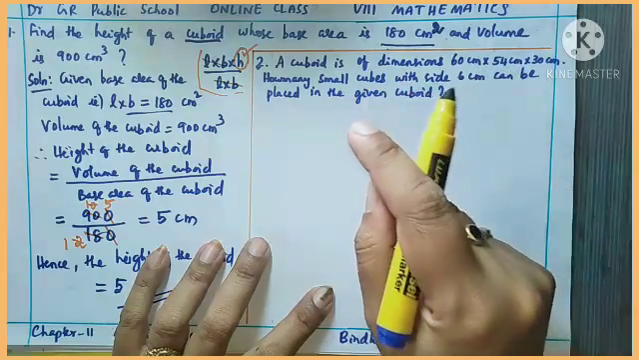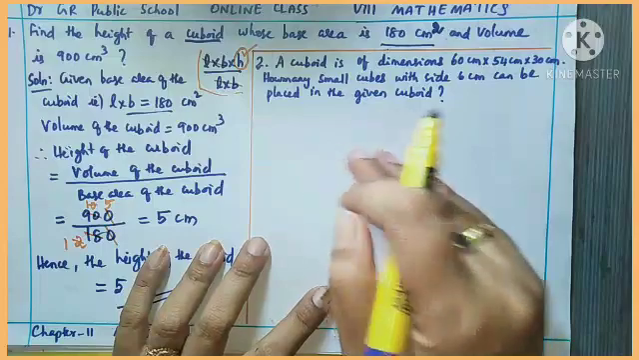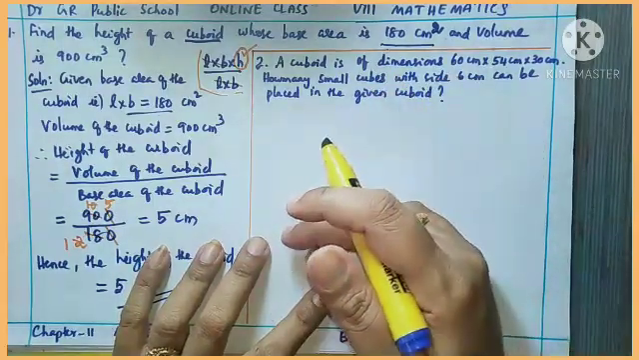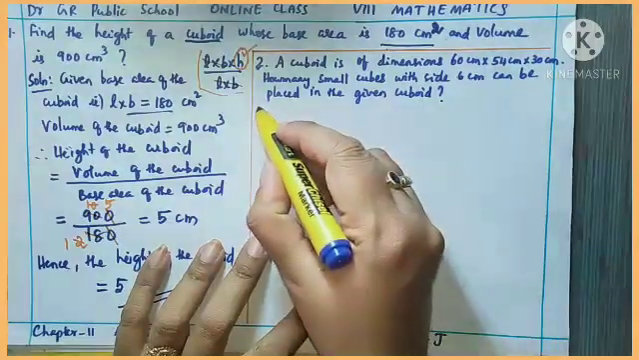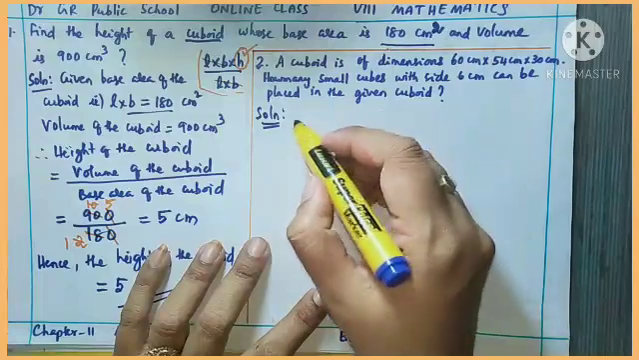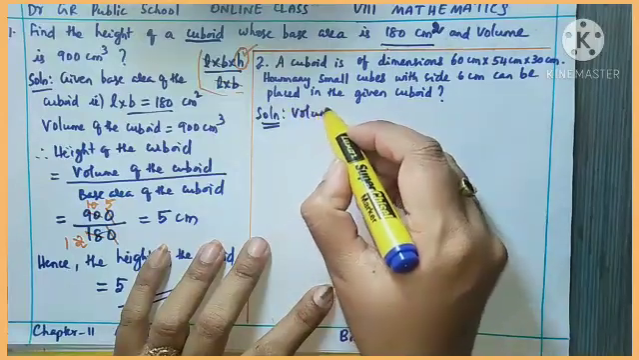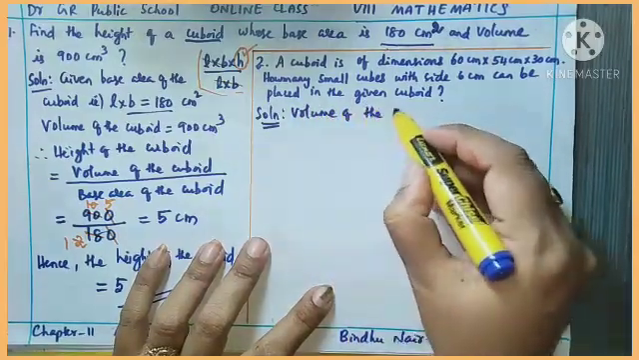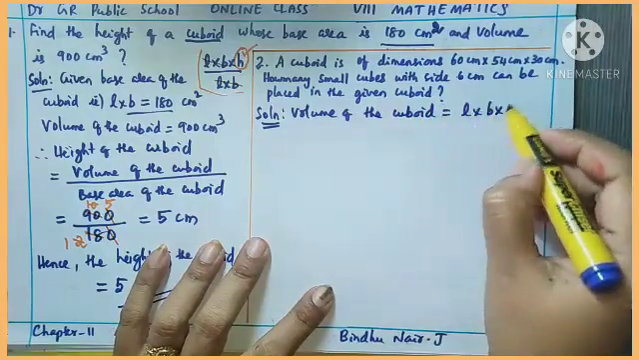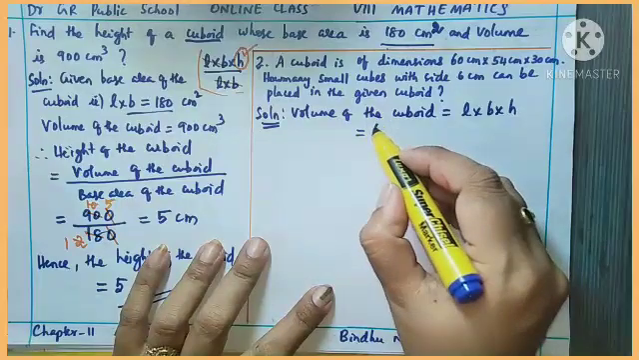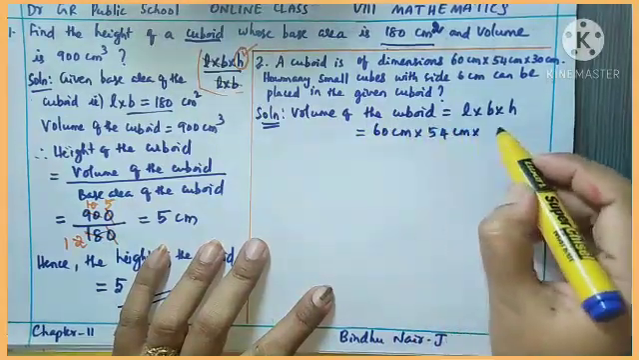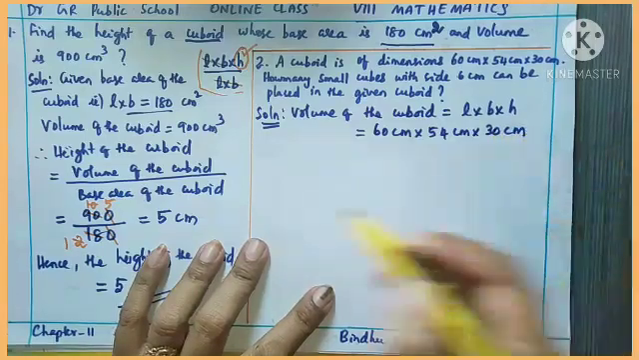So here we want to find out the volume of the cuboid, then the volume of the cube, then divide the two answers. You will get the number of cubes that we can arrange. So the solution: first write the given data. Volume of the cuboid. How can we find the volume of the cuboid? L into B into H. That is 60 centimeter into 54 centimeter into 30 centimeter, that is given.